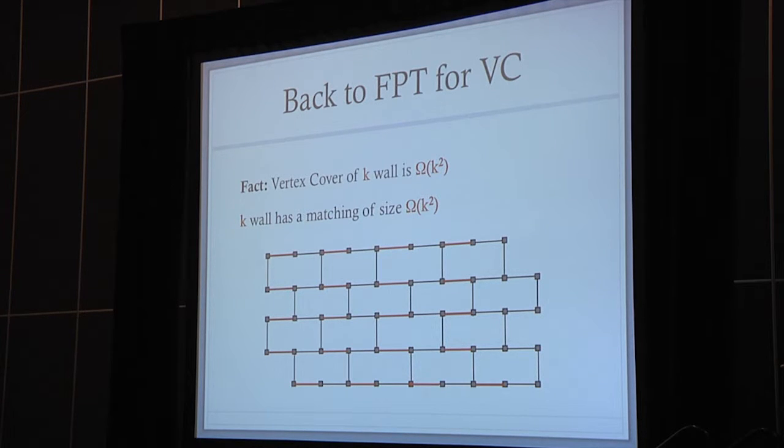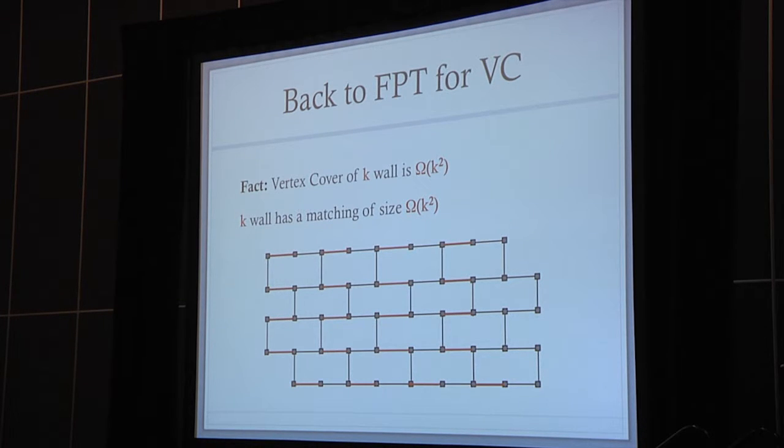Why is that? Well, look at all these edges of this wall. What do they form? They form a matching in the graph. They don't interfere with each other. My claim is that every one of these edges has to have at least one vertex from the vertex cover, because you have to cover all those edges.